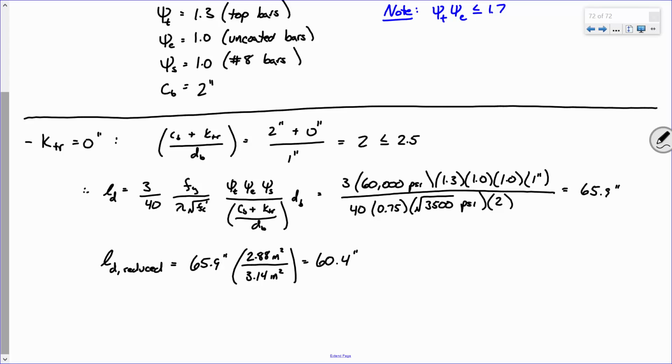Now, some of you who might be thinking a little more practically might still be going, well, gosh, that's pretty big though, right? We have to embed that bar 5 feet before we can develop its capacity. And yeah, there are some ways we can get around that, which we're going to talk about after this. But I just wanted to make the point that these are some pretty big values. There are ways we can get around that.